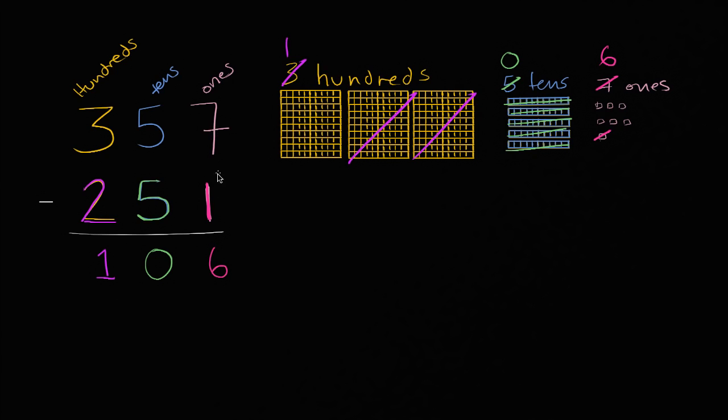This is 7 ones minus 1 one, which gives us 6 ones. This is 5 tens minus 5 tens, so you're not going to have any tens left over. So it's 0 tens. And 3 hundreds, 3 groups of 100 minus 2 groups of 100, is going to leave us only 1 group of 100. So we're going to be left with 106: 100, 0 tens, and 6 ones.